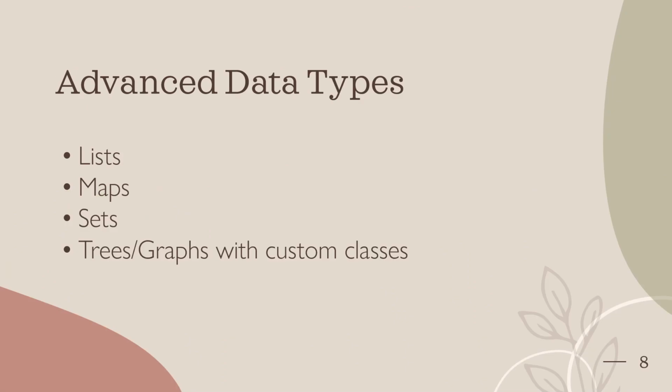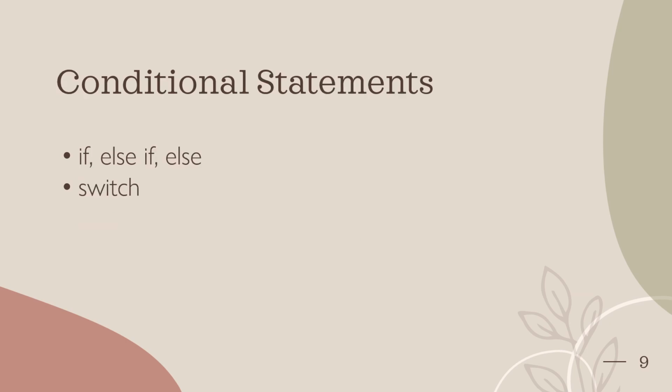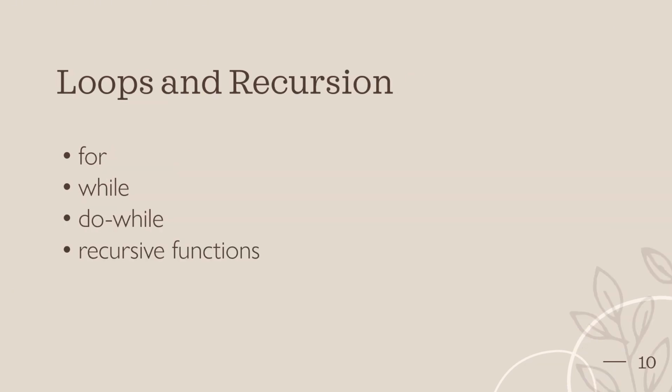Dart supports complex data structures like lists, maps, and sets. You can implement trees and graphs using custom classes. Dart also supports conditional statements, which let your code make decisions based on conditions. Also, loops are implemented, which allow you to repeat code, and recursion lets functions call themselves.